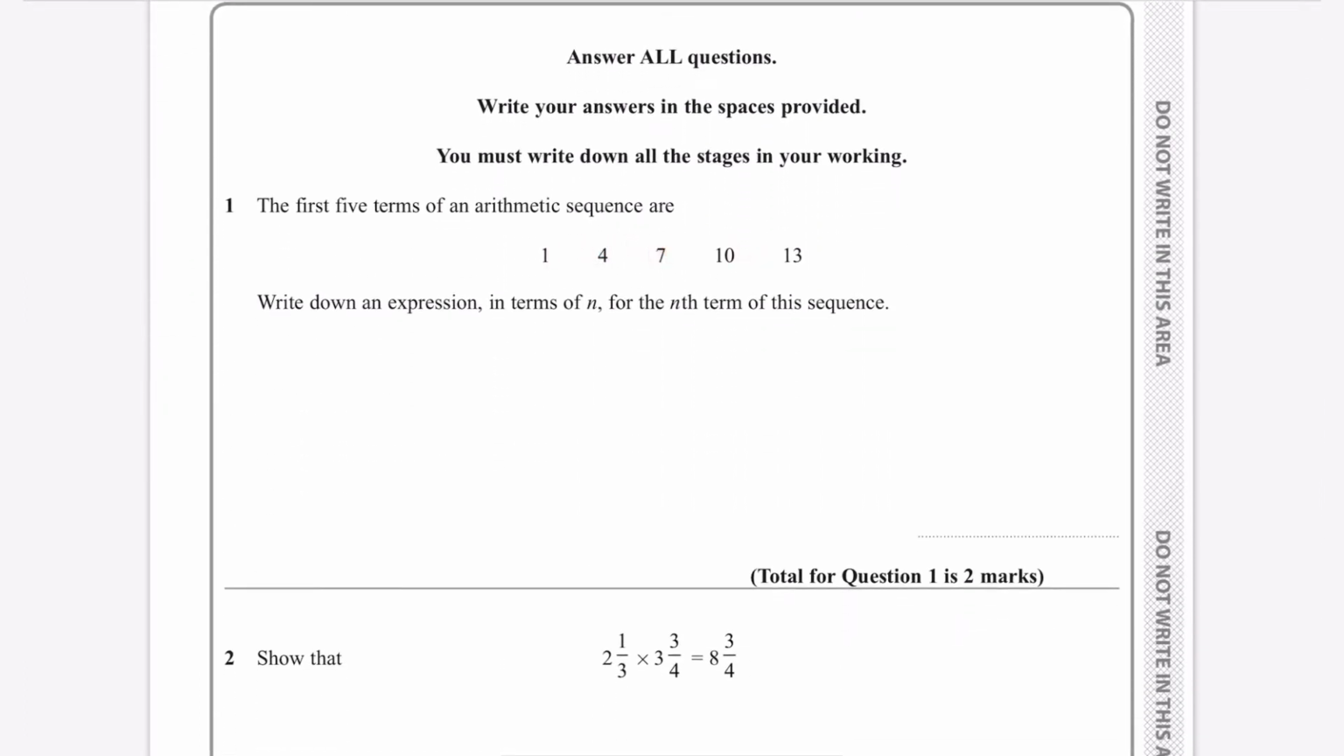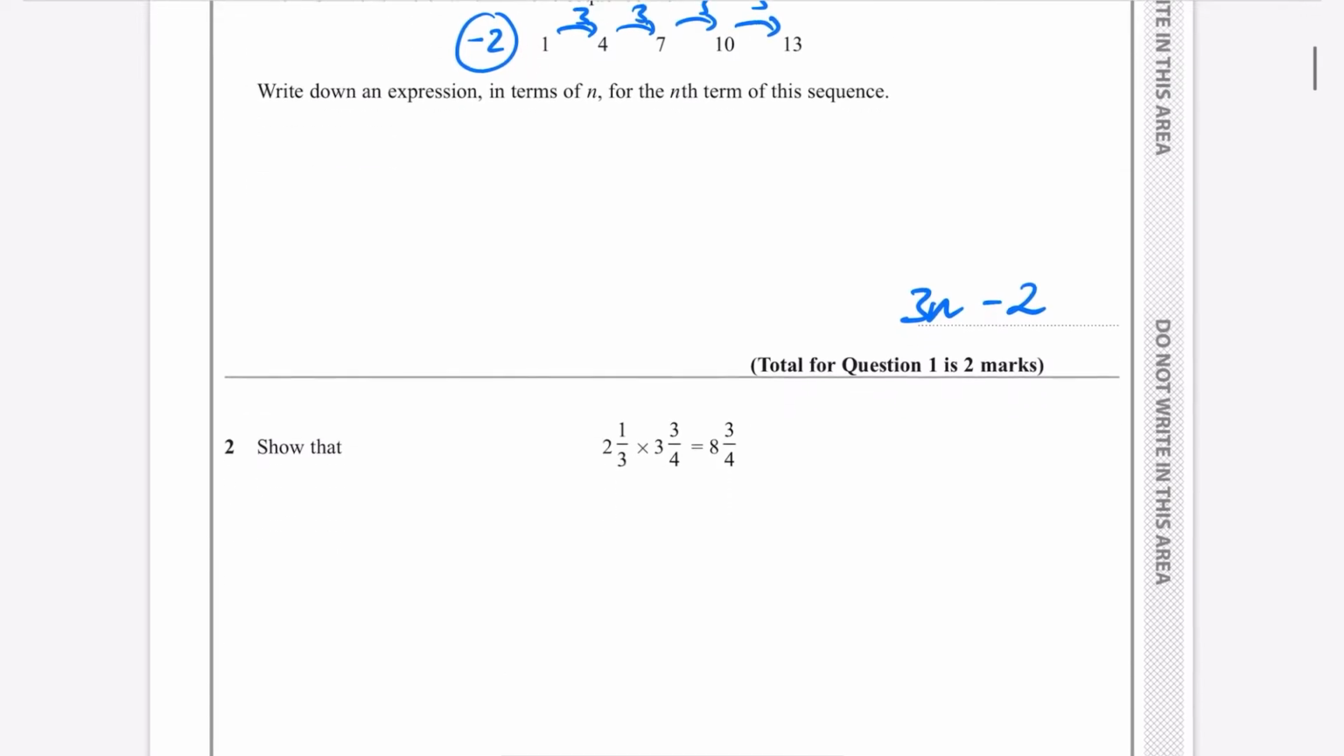If you remember what you do, you check to see how much it's going up by each time, and it's going up by 3 each time. That means as it's going up by 3, it's going to begin with a 3n. We think what the previous term would be. If you go backwards 3 spaces here, it's minus 2, so our answer is 3n minus 2.